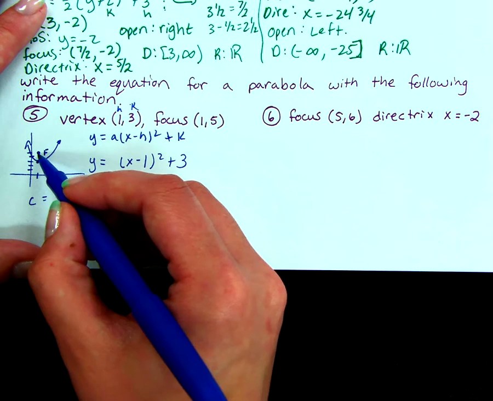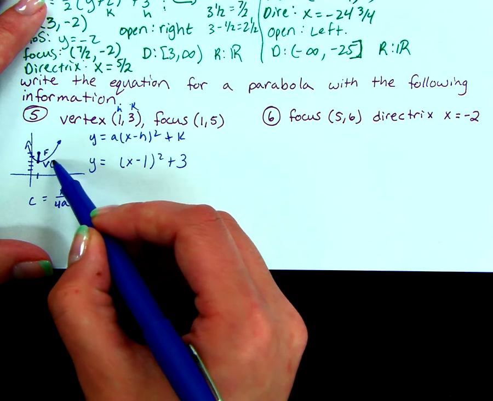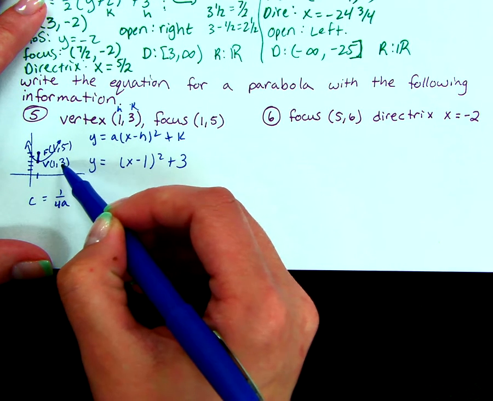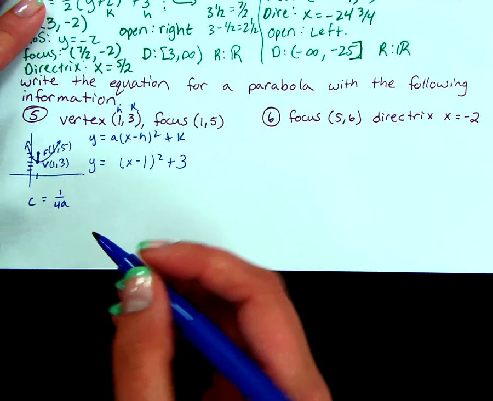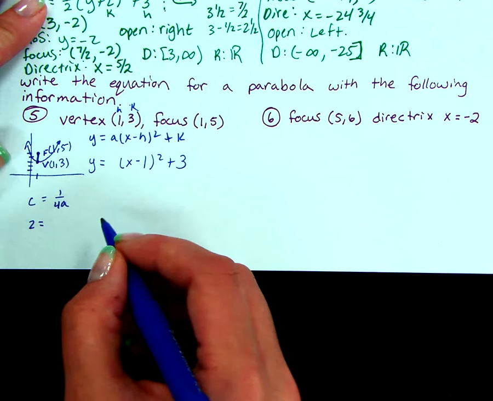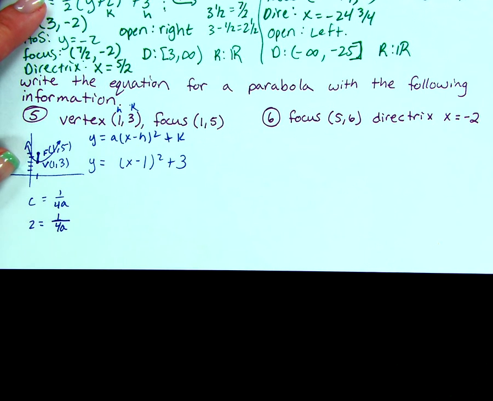If we figure out this distance, which is c, the vertex was at (1, 3) and the focus at (1, 5). To go from 3 to 5 is a positive 2. So our c value is equal to 2. We can say that 2 equals 1 over 4a, and now we just have to solve for a.